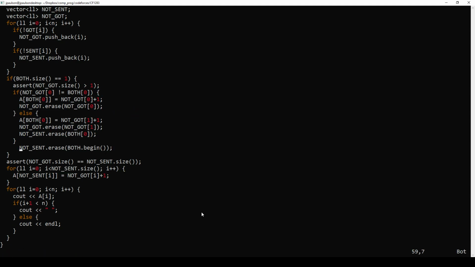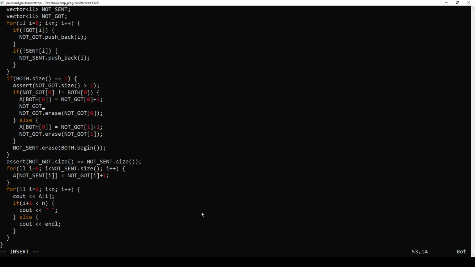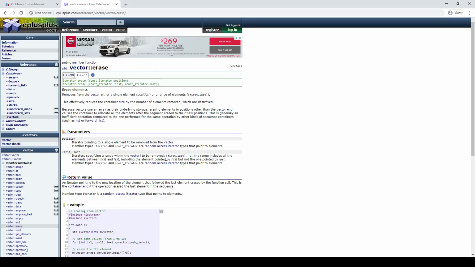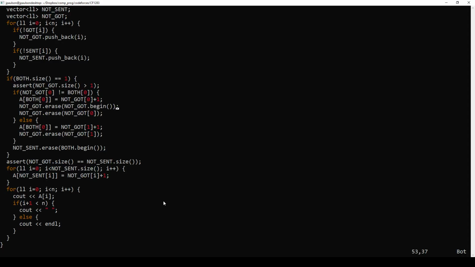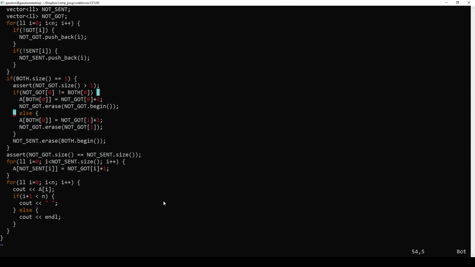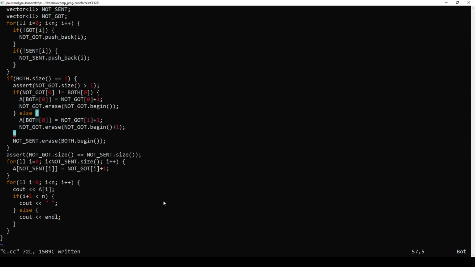We're actually always sending something from both, so we can just do that in both cases. We can use begin plus however many we want to erase, in this case 0, and 1.